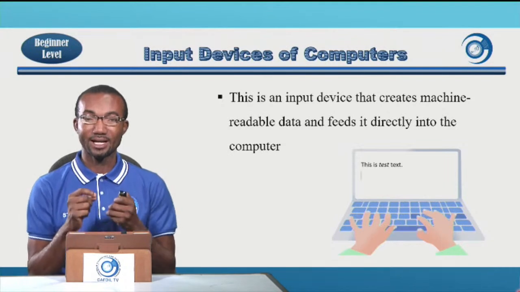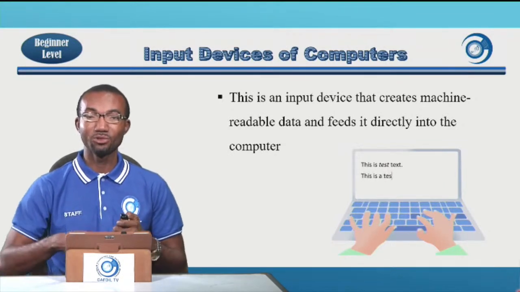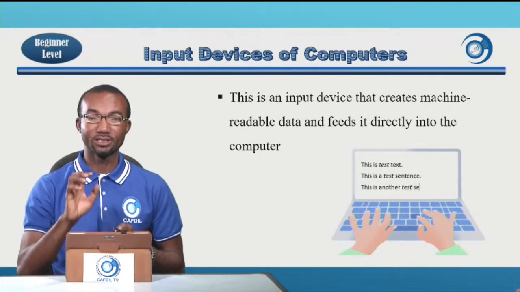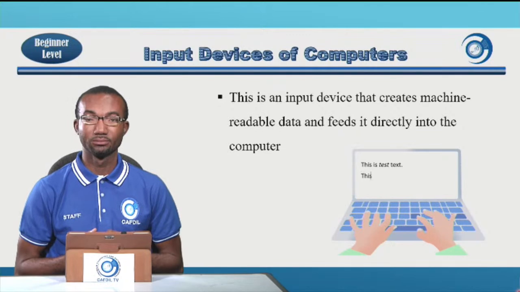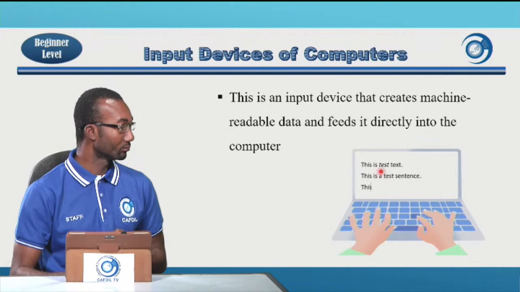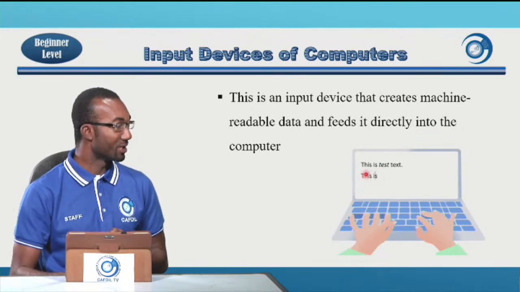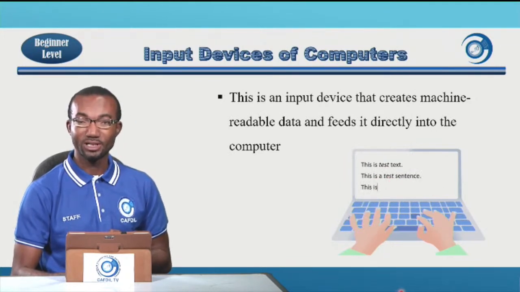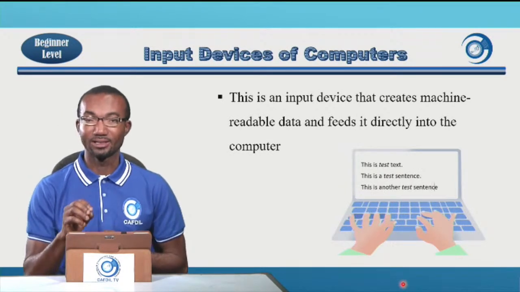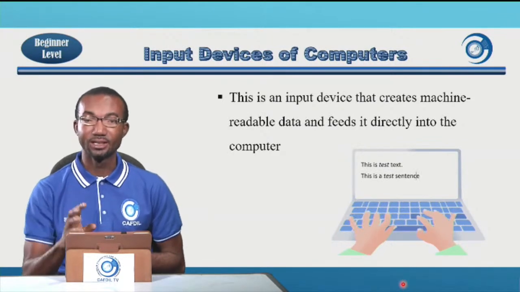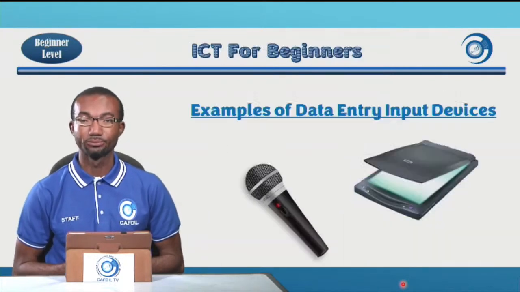So any data that I feed, this input device is able to translate it into machine readable data and then feed it into the computer system. Whatever you see the person typing here, this keyboard will translate it into a machine readable language before you also see it here. That is what the input device does. They translate the data first before they feed it in.